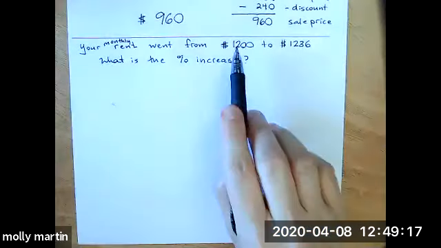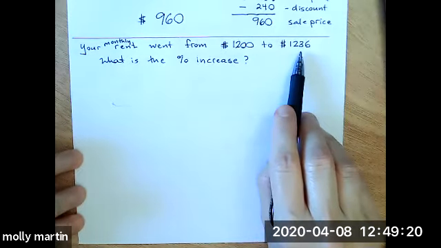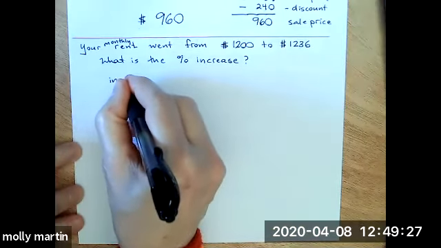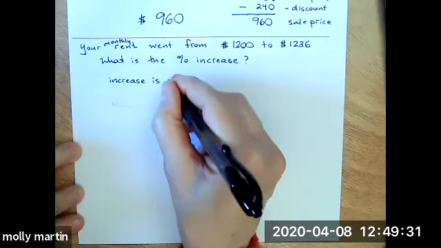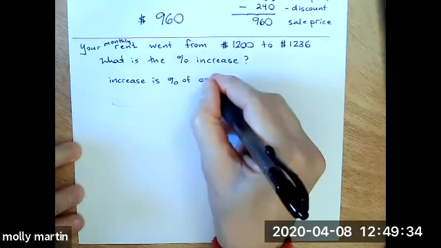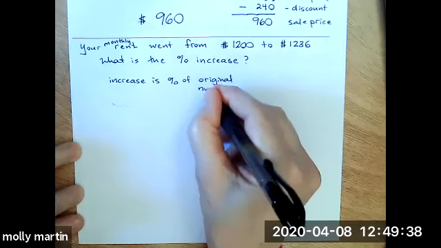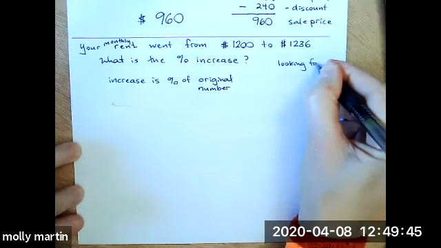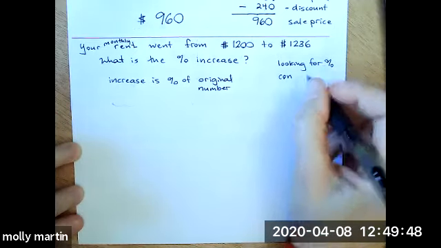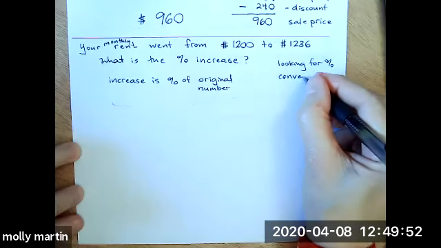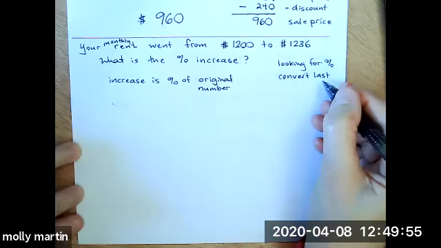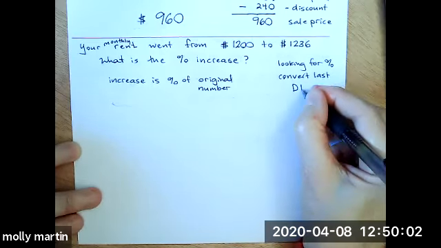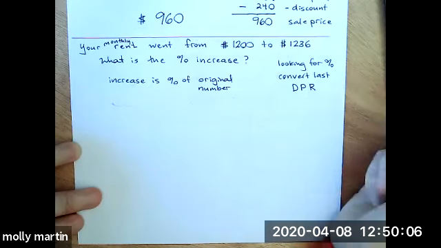Your monthly rent went from $1,200 to $1,236. What is the percent increase? So this is the increase is a percent of the original number. We are looking for the percent. So we calculate the answer, which will be a decimal. And the last thing we'll do is convert that decimal into a percent. So my answer will be a decimal. I want to make it into a percent. So you'll go to the right two places.